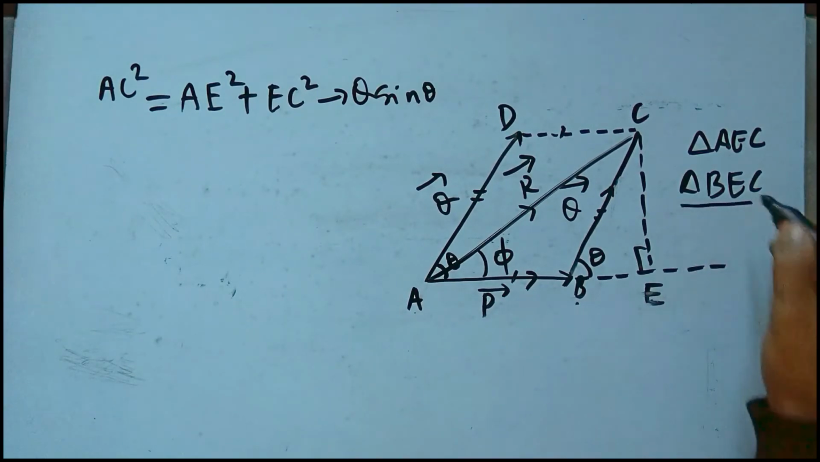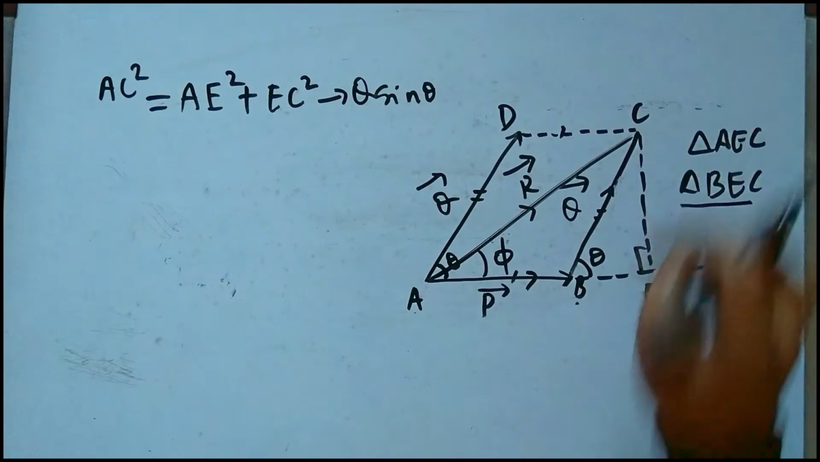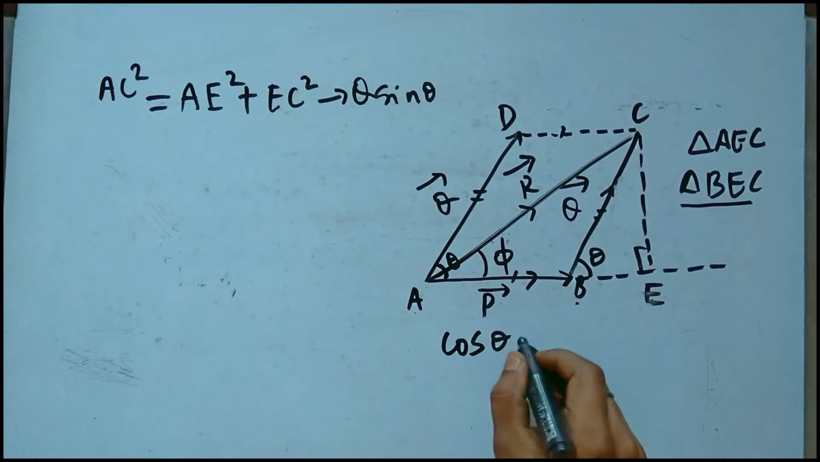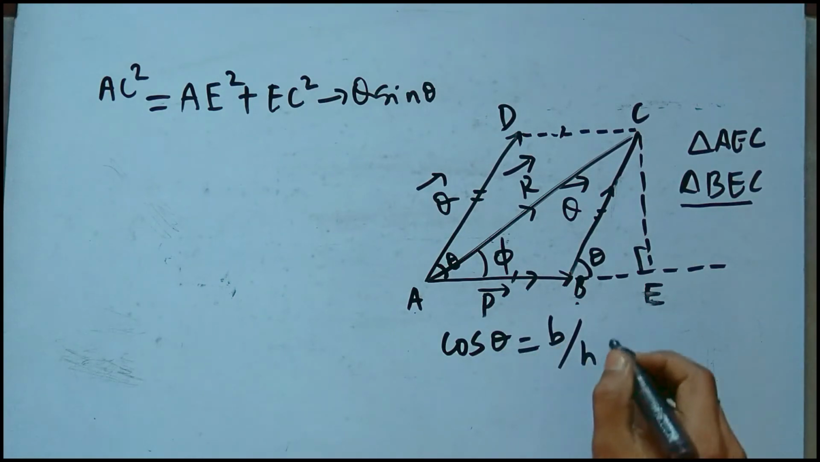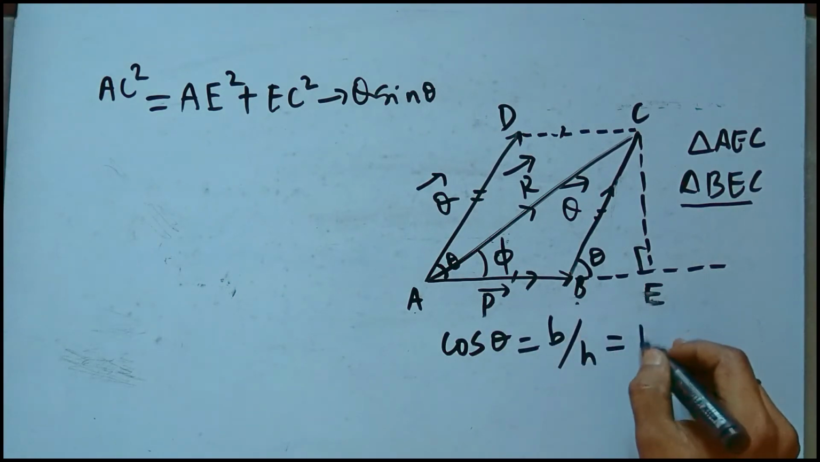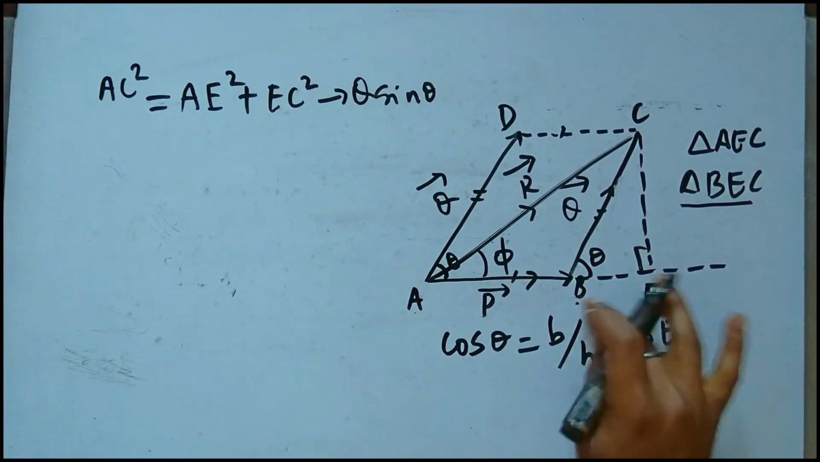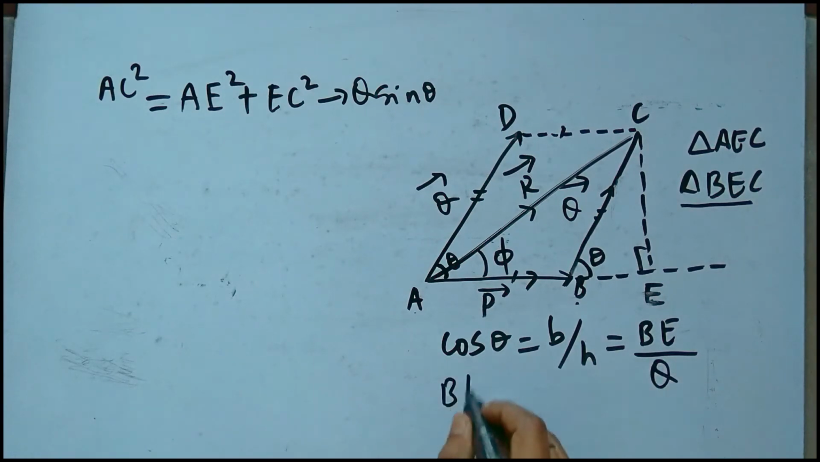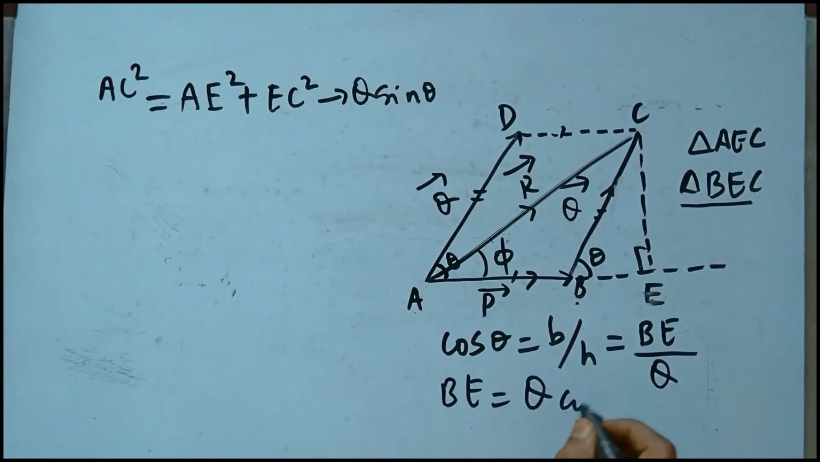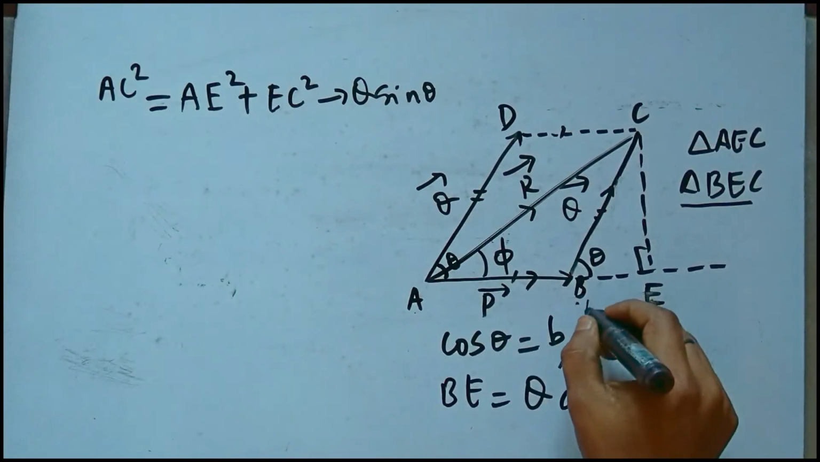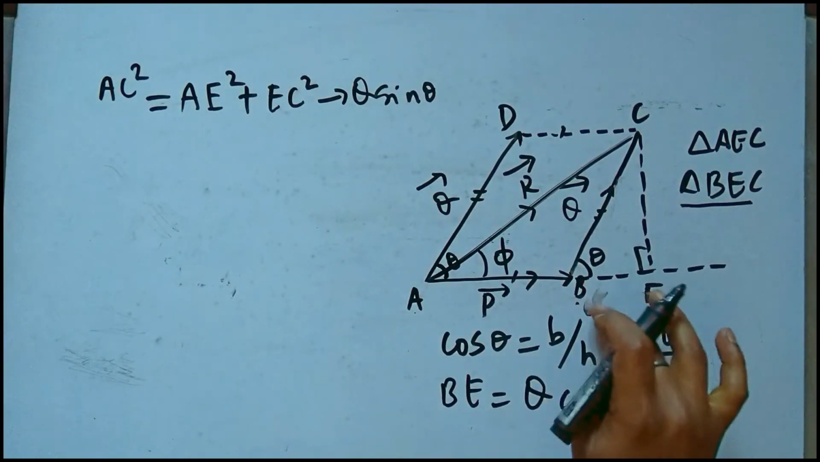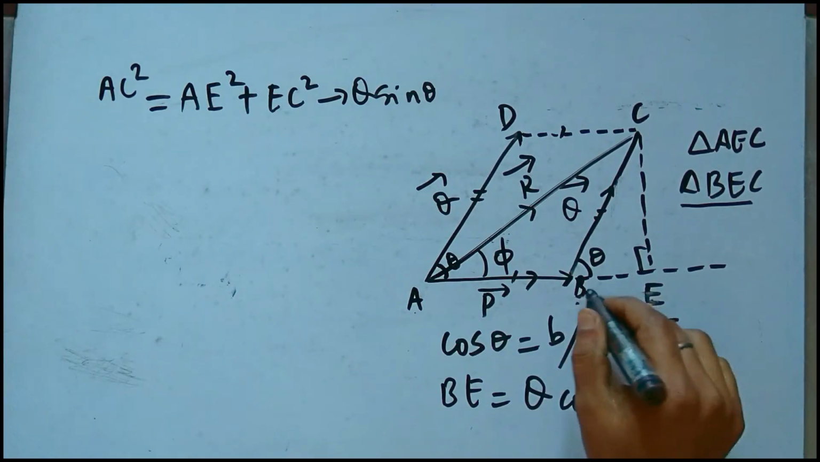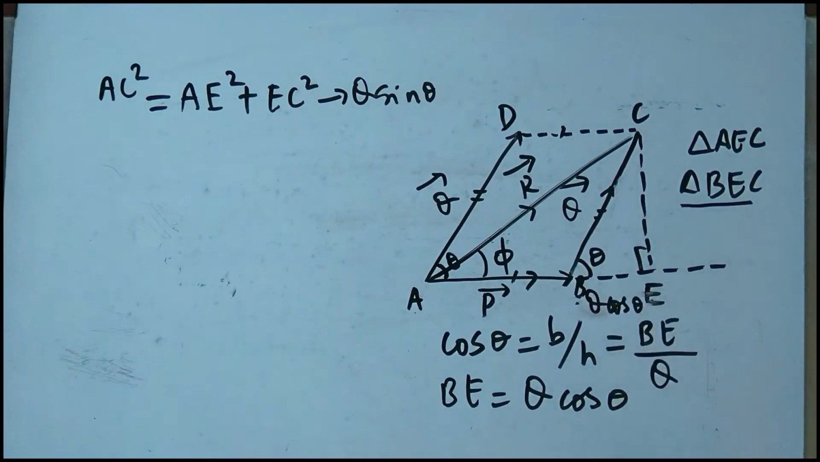Again, if we take this triangle BEC, this being a right angle triangle, by cos theta, which is B by H, base by hypotenuse, base being BE and hypotenuse being Q itself. So BE is equal to Q cos theta. So this becomes Q cos theta.